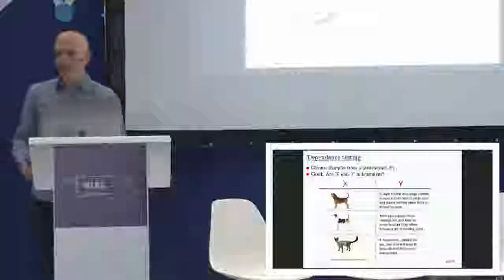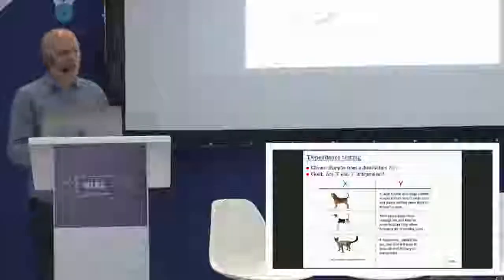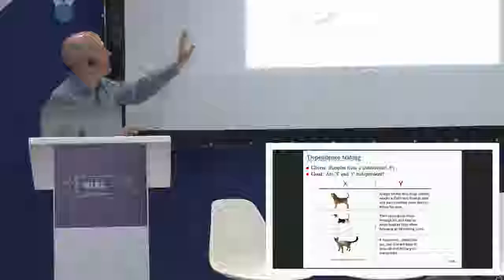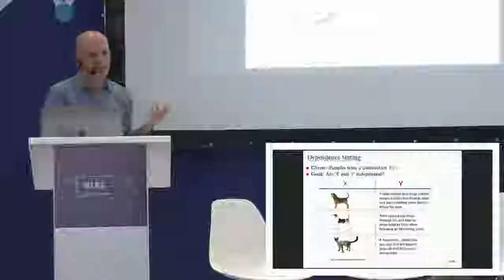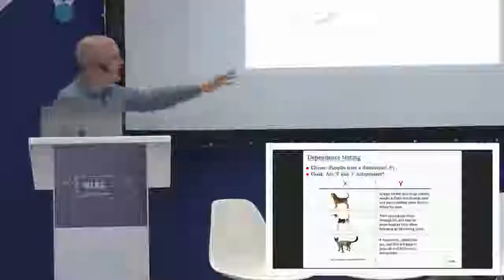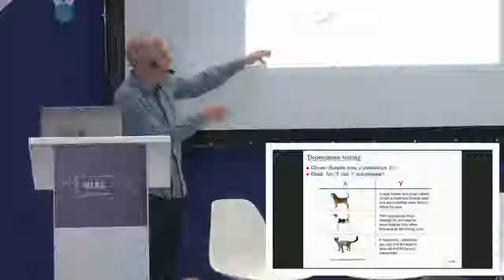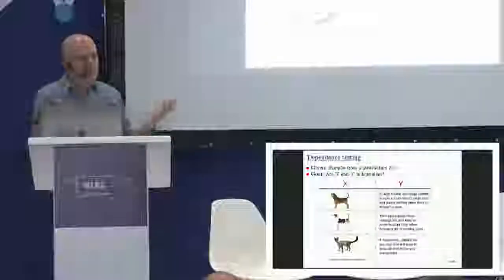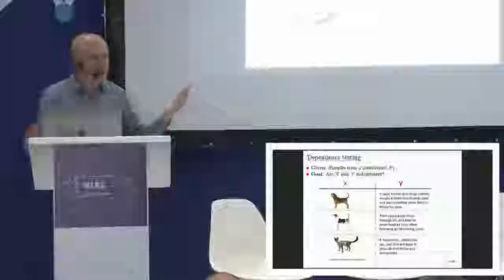So here is the example that we started the previous talk with. We've got a pair of observations. We see observations in pairs now, and we see two things: an image and a caption. What we can detect as humans is that the images and the captions seem to be related. If I look at this and I see a responsive interactive pet that blows in your ear and follows you everywhere, it seems plausible that these are related, though I don't have cats, so I'm not sure.